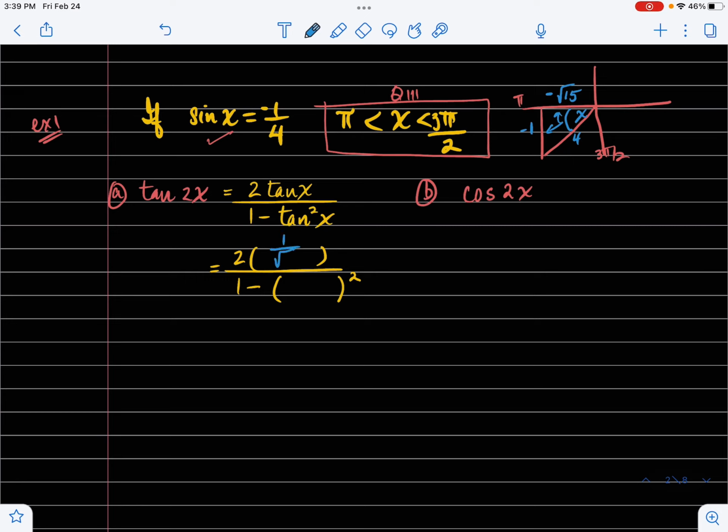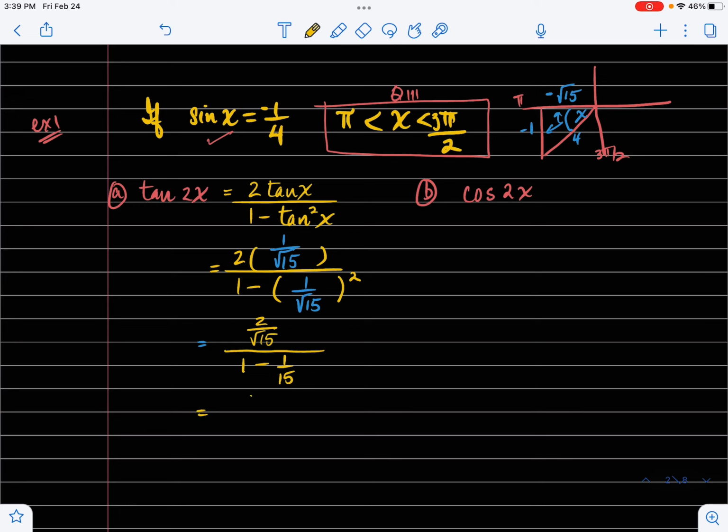And I can totally drop the negatives. 2 negatives make a positive. And then carefully plug these values in here. Then comes in the math part of it. In the numerator, I have 2 over root 15. And in the denominator, I have 1 minus 1 over 15, because I'm going to go ahead and square both the 1 and the root 15.